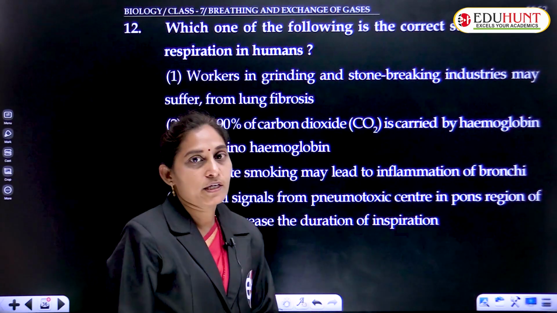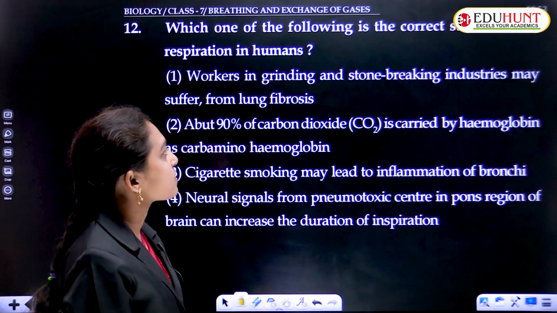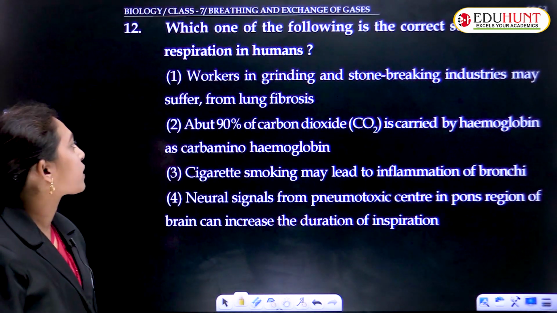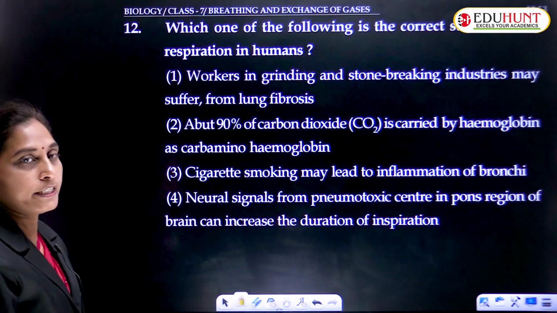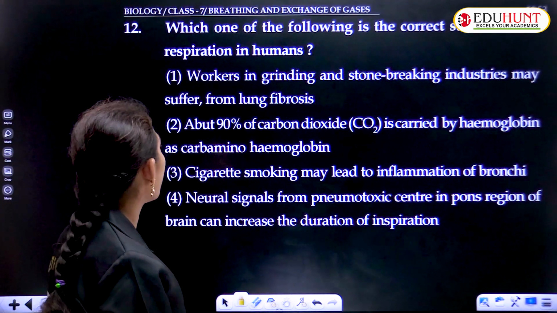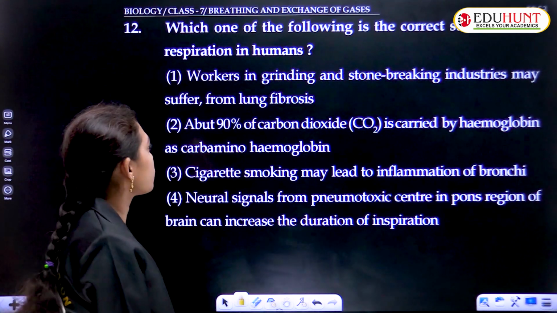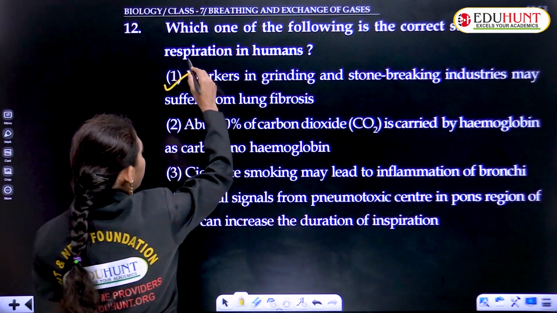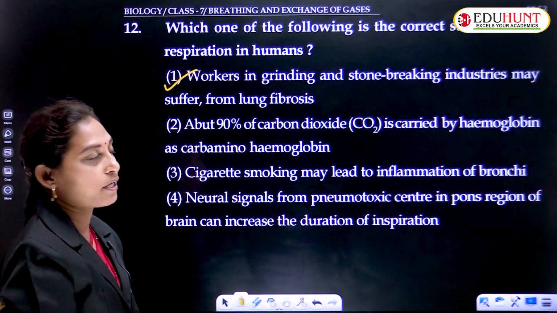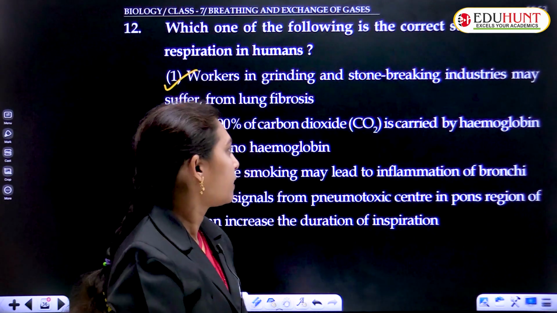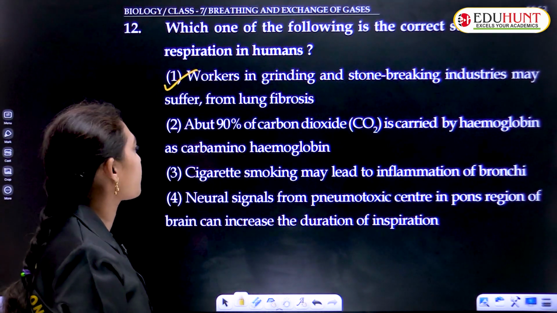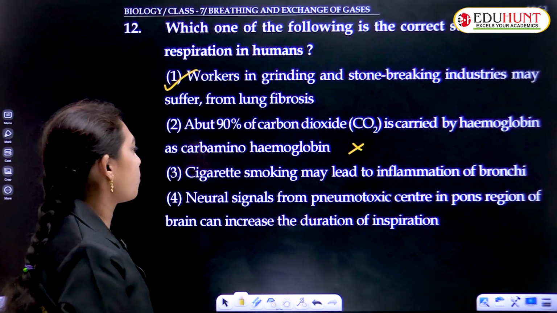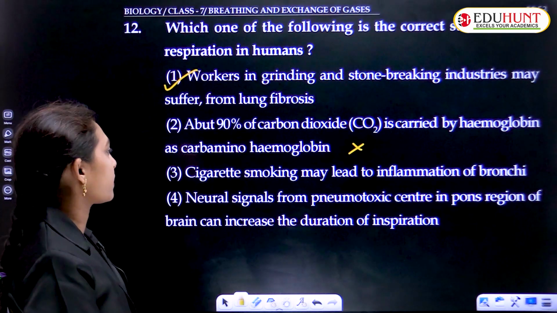Which one of the following is the correct statement for respiration in humans? Workers in grinding and stone breaking industries may suffer from lung disorders, lung fibrosis. Yes, it is correct. About 90% of carbon dioxide is carried by hemoglobin as carbaminohemoglobin. Cigarette smoking may lead to inflammation of bronchi.